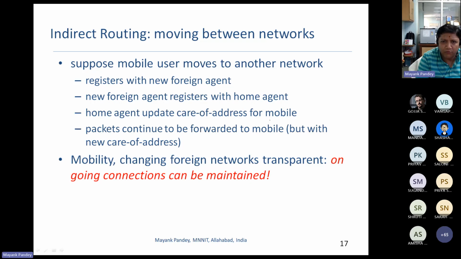Now suppose the mobile user moves to another network. It will register with a new foreign agent. The home agent will keep on updating the care-of addresses, and packets will keep on being forwarded to the new care-of address. During mobility, even if you change two or three foreign networks, that will remain transparent, because the mobile node will not change its original IP address and all the sessions are going to be maintained.